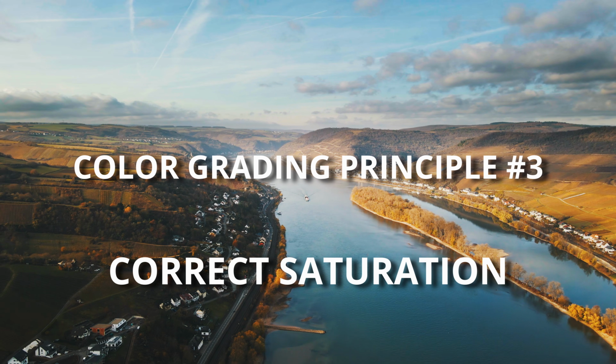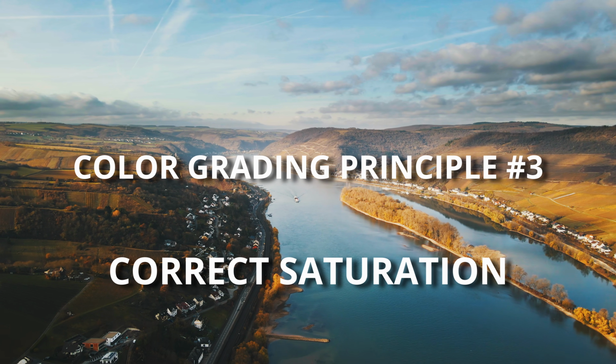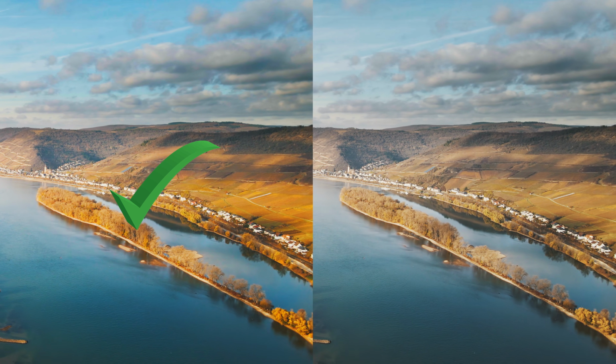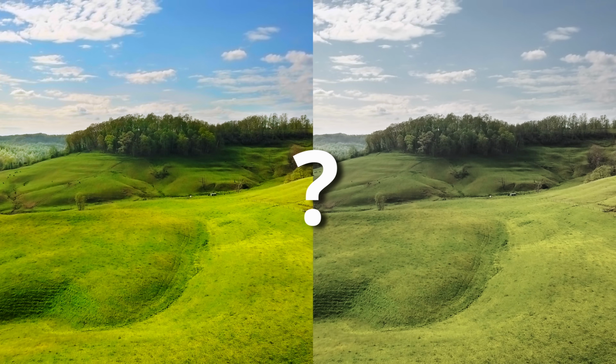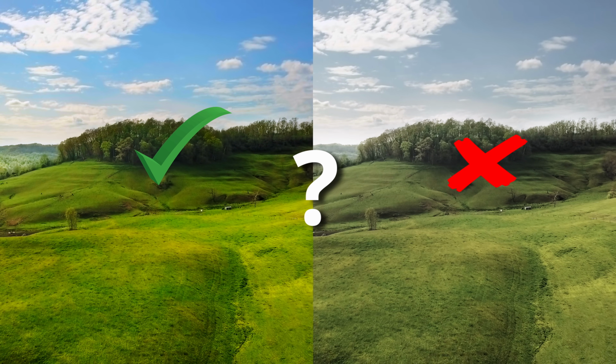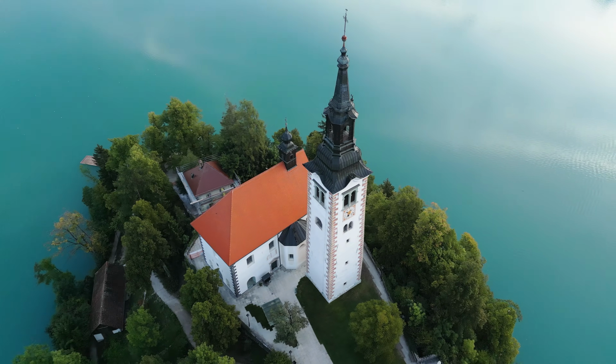Principle number 3 is have the right saturation. Saturation is basically how intense colors are, and again, our brains are naturally wired to like more saturated, more vibrant colors. So if you show most people 2 shots, one that's more saturated and one that's less saturated, and ask them which looks better, they'll usually pick the one with the more saturated colors. So we can make our shots look better or more attractive by increasing the saturation.